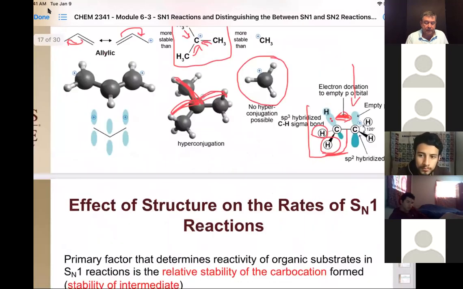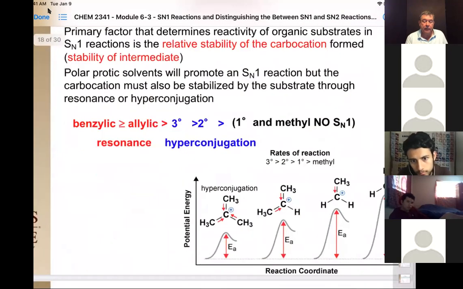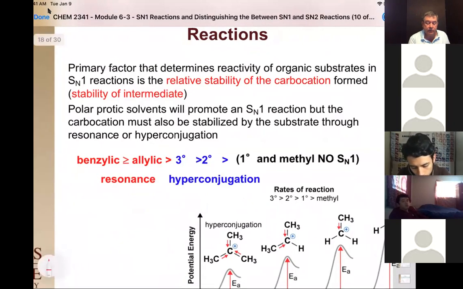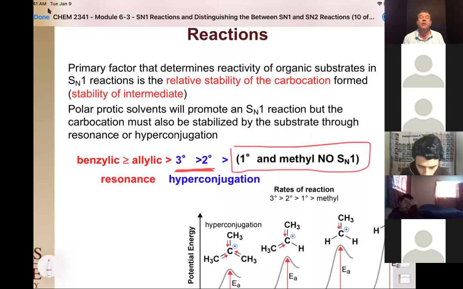So what does that mean? Because of that, we have a relative stability and a relative way we can look at SN1 reactions. Our tertiary and secondary alkyl halides are more stabilized because of hyperconjugation, and therefore they are faster than the methyl and the primary. In fact, for the most part, the methyl and the primary do not react under SN1 conditions. If they do react, it's so slow, it's not a useful reaction.